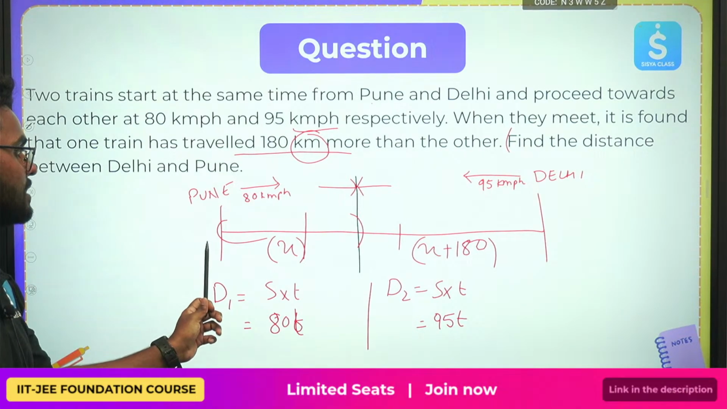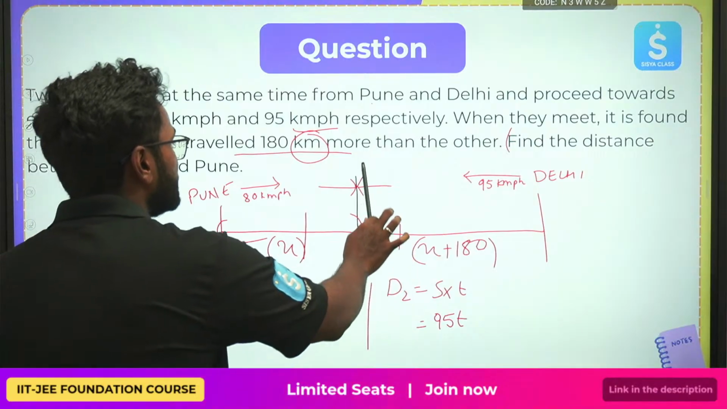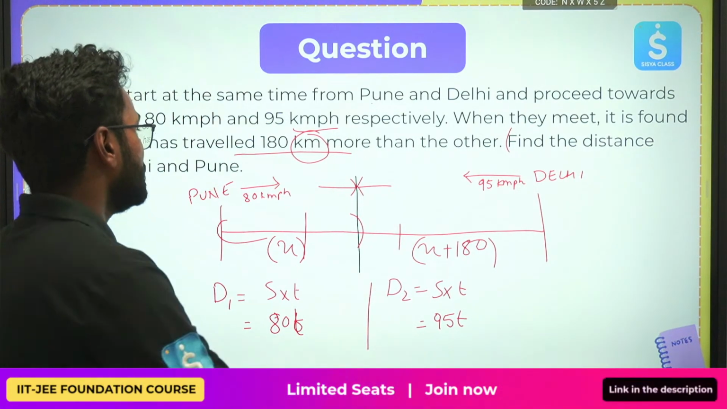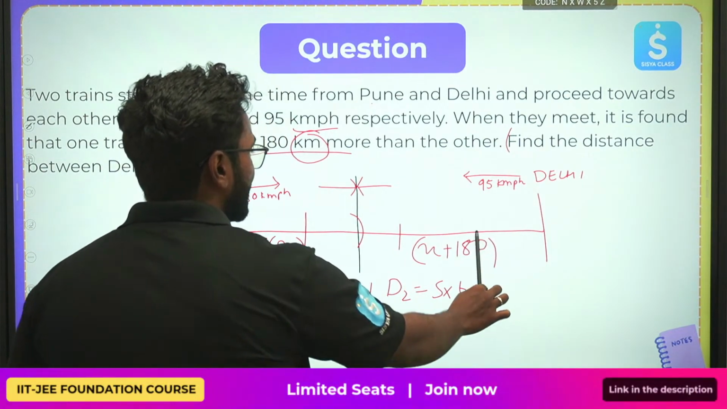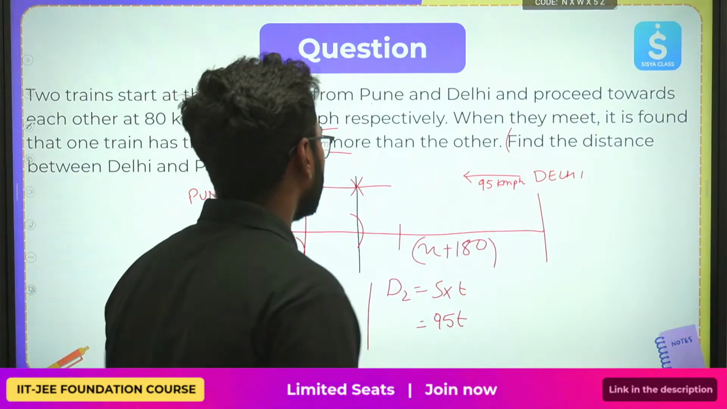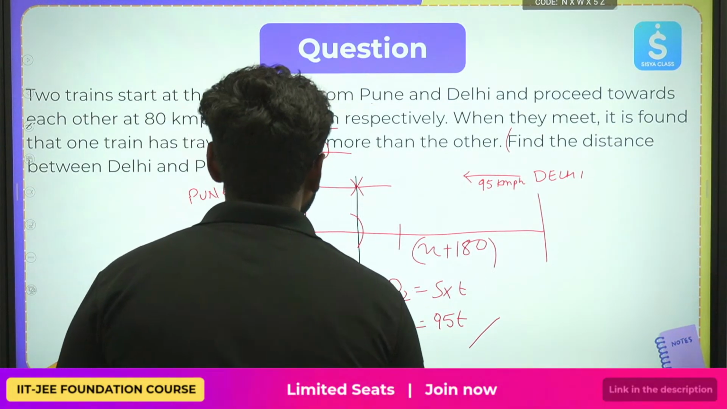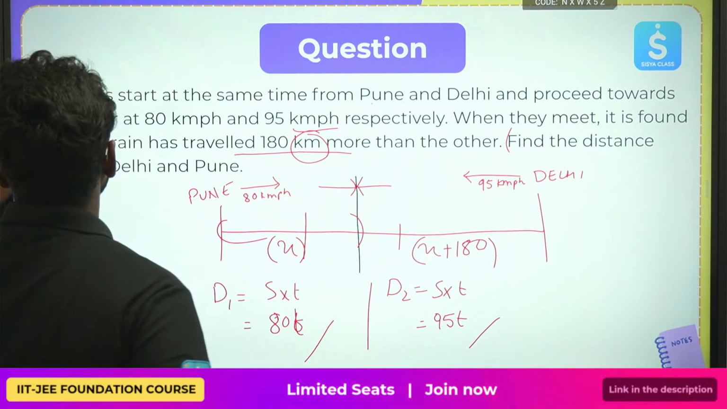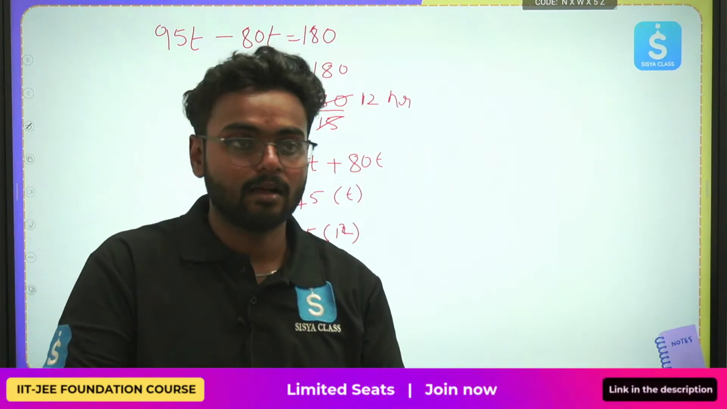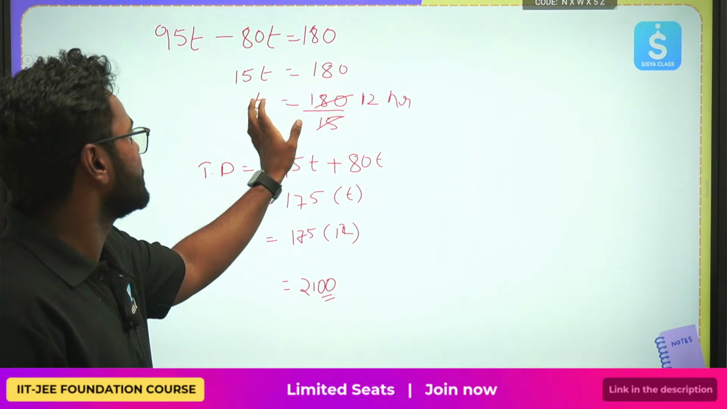We first considered that they are meeting at this point, and the time taken to reach this point will be the same for both the trains. So this train covers an additional 180 kilometers since it is moving with more speed. So we found out the distances using the time, which is constant in both the cases. So in this it is 80t, we have 95t, and since the Delhi train has covered more distance, we have subtracted the distances to find out the time taken.